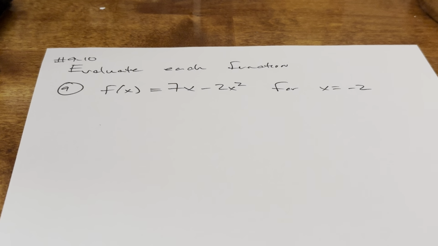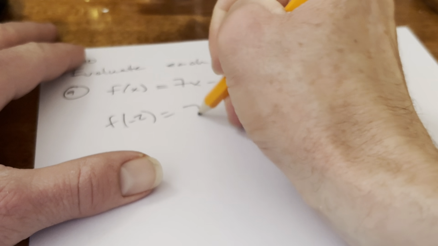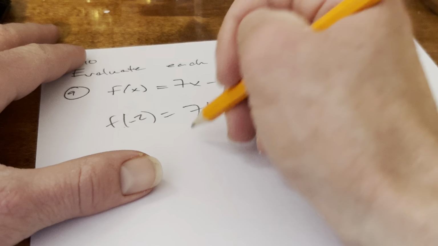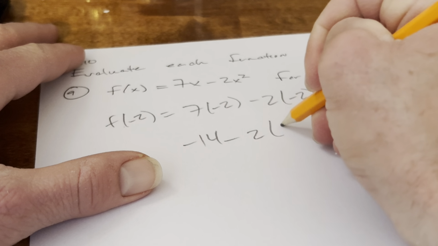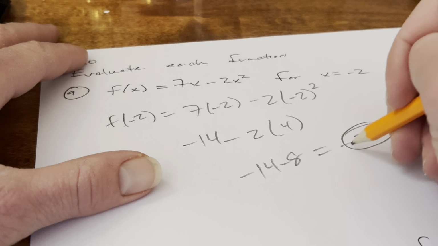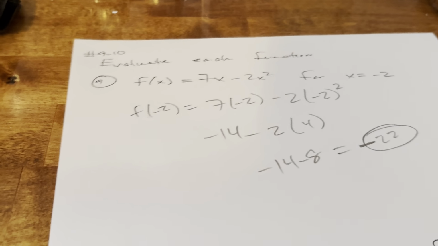Again, this doesn't have to be a very long video as you are learning from home. Evaluate each function. F of x is 7x minus 2x squared, for x is a negative 2. So f of negative 2 is 7 times negative 2 minus 2 times negative 2 squared. Negative 14 minus 2 times 4. Negative 14 minus 8. It's looking like a negative 22. Awesome.